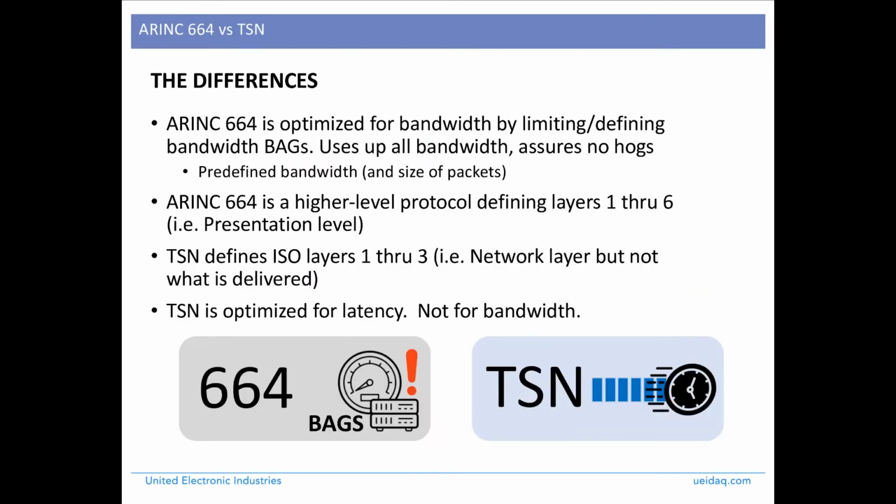So what are some of the differences between the two? Well, as we saw, ARINC 664 is optimized for bandwidth by limiting and defining bandwidth bags. It uses up all the bandwidth and assures no hogs. It uses predefined bandwidth and the size of the packets. ARINC 664 is a higher level protocol defining layers 1 through 6, all the way up to the presentation level. TSN defines only layers 1 through 3 to the network level, but not what is delivered within the packets. TSN is optimized for latency, not for bandwidth.